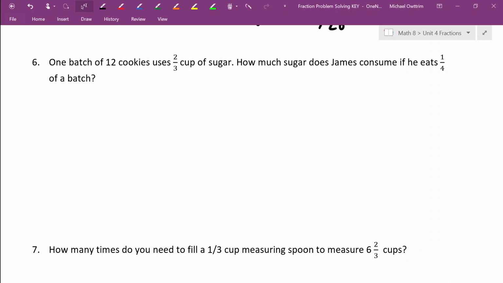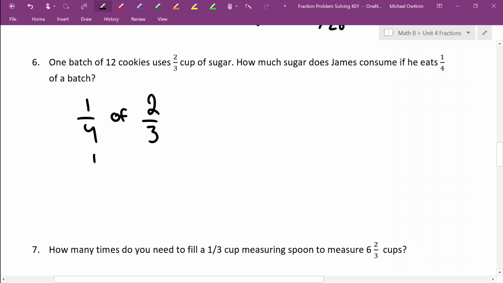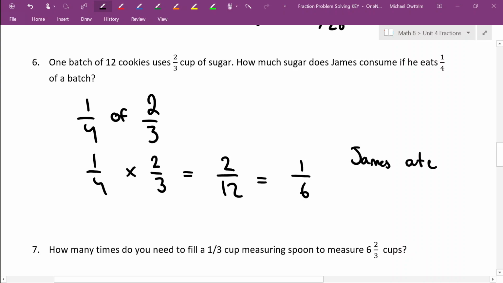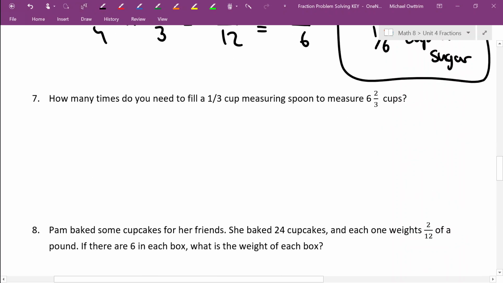One batch of 12 cookies uses 2/3 cup of sugar. How much sugar does James consume if he eats 1/4 of a batch? So we know that one batch has 2/3, and we're eating 1/4 of that one batch. And so we're going to do 1/4 times 2/3, which gives us 2/12, which is 1/6. So I'm going to say James eats 1/6 cup of sugar in that quarter of a batch.